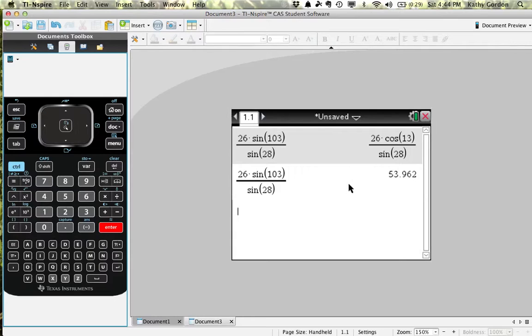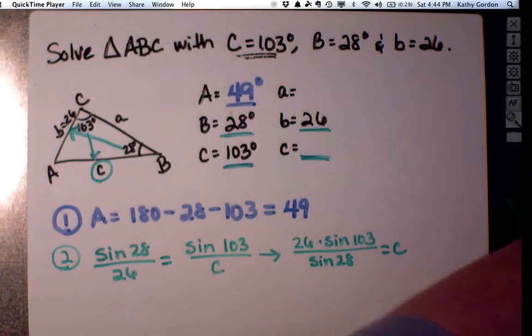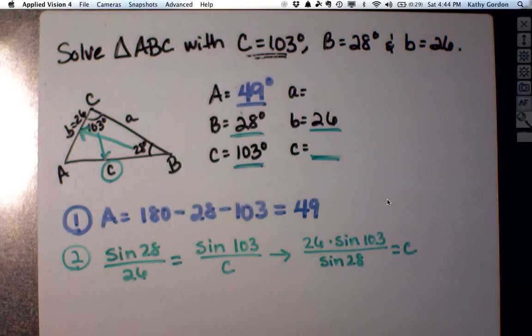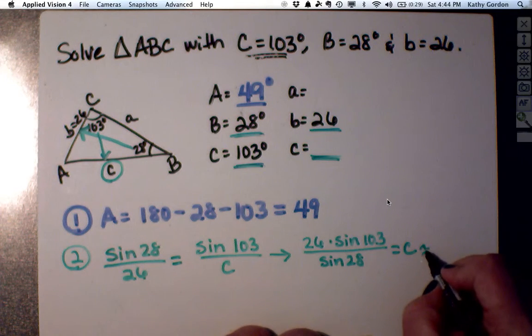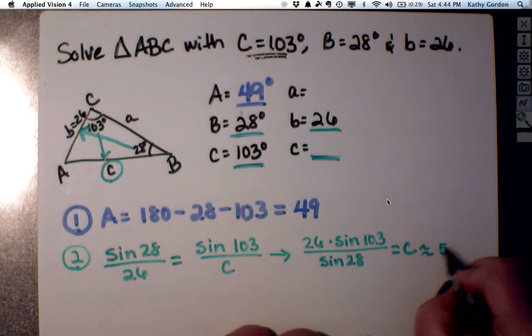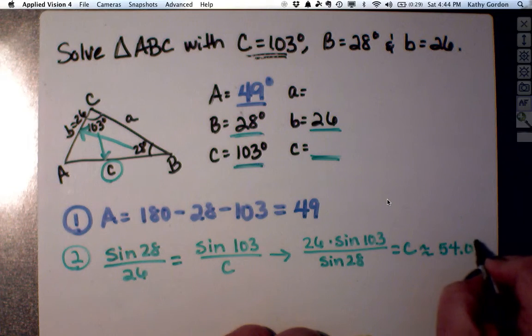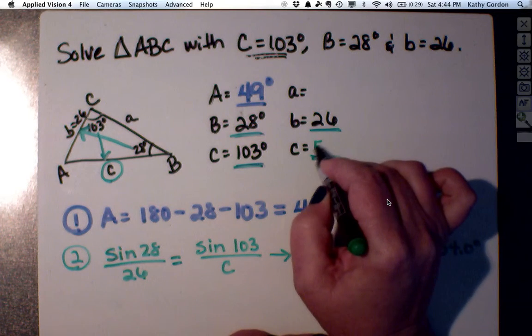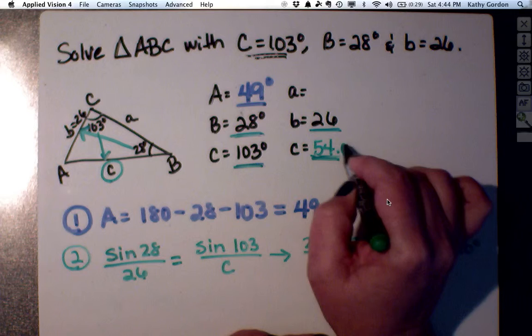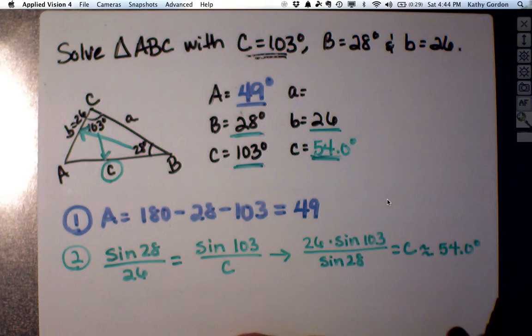So if we round to the nearest tenth in these cases, that would mean the 6 would go to a 0, and this would be 54.0 as our answer. So our C ends up approximately equal to 54.0 degrees. And we can fill in that spot.